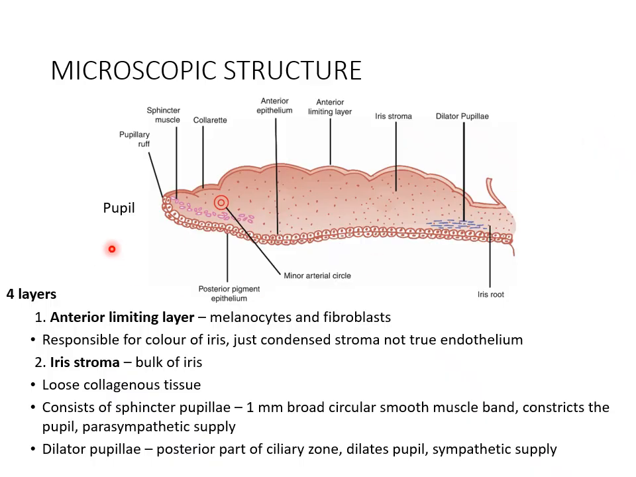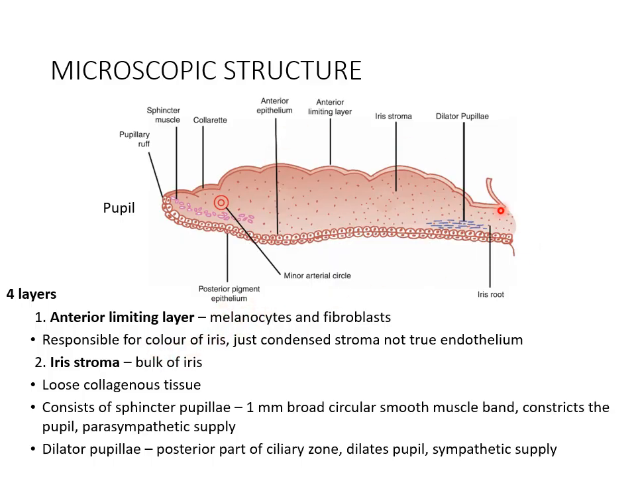Now coming on to the microscopic structure of the iris, right? So 4 layers starting from the anterior side. This is the anterior limiting layer. Okay, and it's made up of melanocytes and fibroblasts. It is just a condensation of the stroma. It is not either endothelium or epithelium. And this layer is responsible for the color of the iris. Now, why is it responsible for the color?